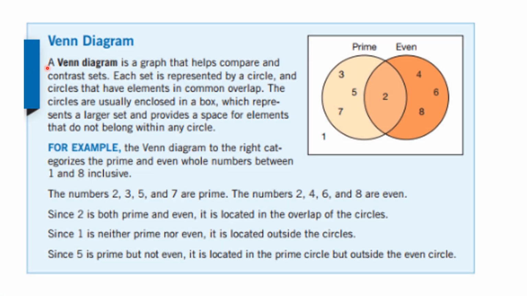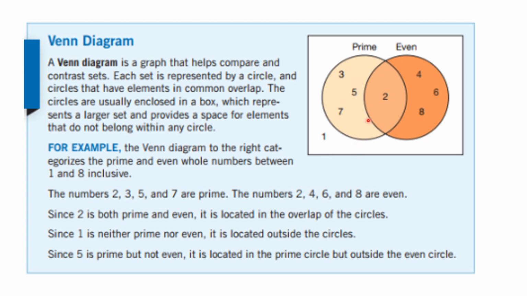A Venn diagram is a graph that helps compare and contrast sets. Each set is represented by a circle, and the circles have elements in common which overlap. The circles are usually enclosed in a box which represents a larger set and provides a space for elements that do not belong to anything within any circle. For example, the Venn diagram on the right shows the prime, even, and whole numbers between 1 through 8 inclusive. This means that 1 is not prime and it's also not even.